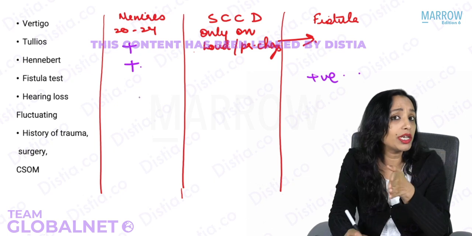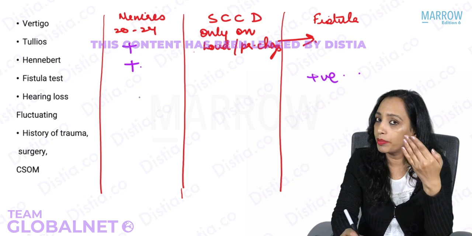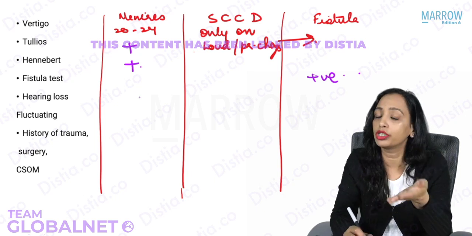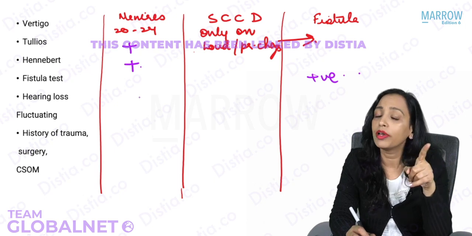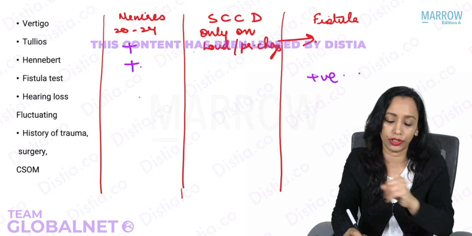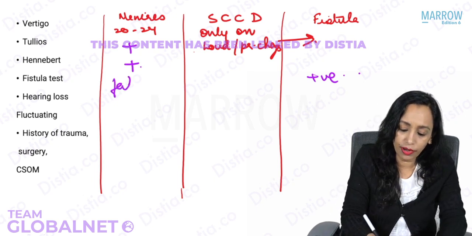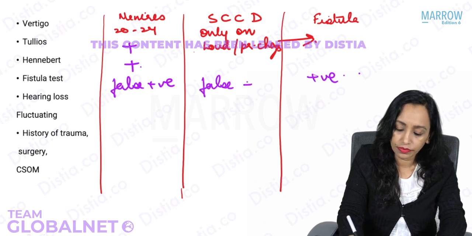But in Meniere's and superior semicircular canal dehiscence, is there a fistula on the medial wall? The pressure changes go into the inner ear, stimulating it, but there is no fistula on the medial wall. So the test will be positive, but there actually is no fistula on the medial wall, so it is known as a false positive fistula test. So in Meniere's, it will be false positive. Here also it will be false positive.